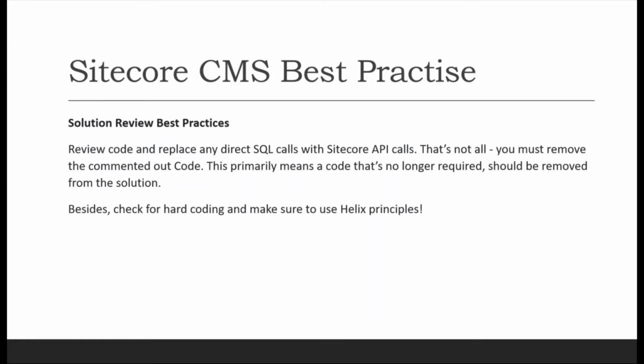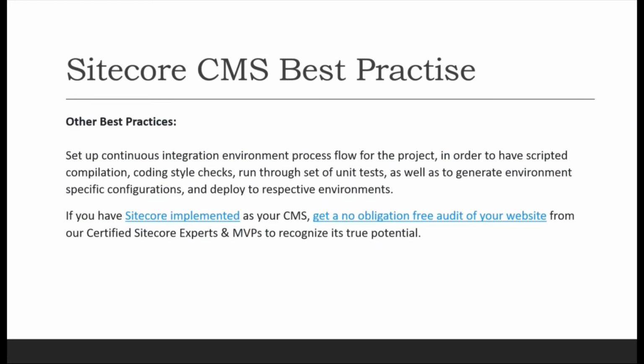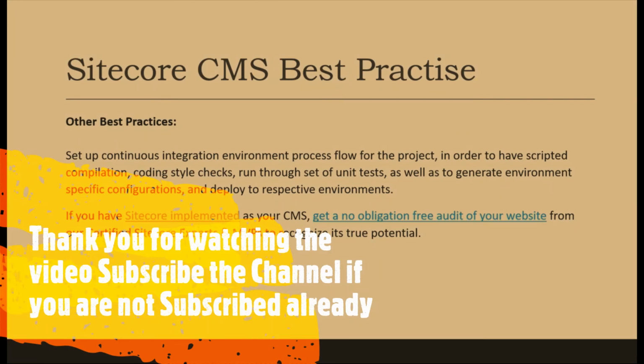Another one is to follow the Helix principles. Organize your solution structure based on the Helix principle, like feature, foundation, and project. Remove the hard coding as well. Some other best practices: enable a continuous integration environment for the platform code. Enable automated gated check-ins with unit testing and style validation, etc. Periodically review your Sitecore CMS implementation using Sitecore certified experts or MVPs to adhere to the Sitecore CMS best practices. That's it from this video.